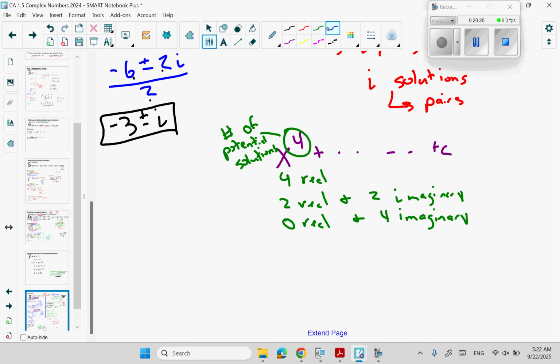It could never have three imaginary solutions or one imaginary solution. Those are impossible because they always show up in pairs. Interestingly enough, it could only have one real. It could have one real or three real because reals can be repeated.